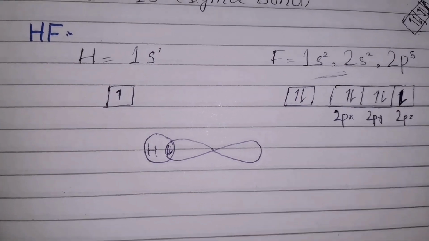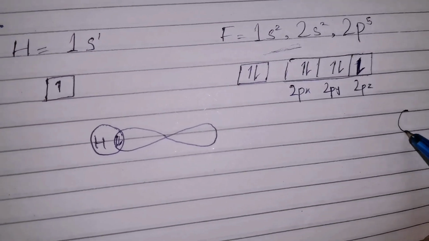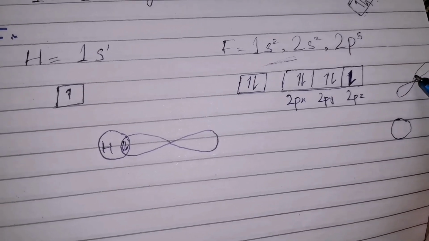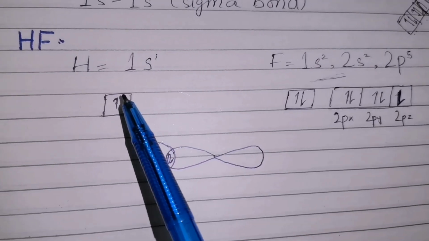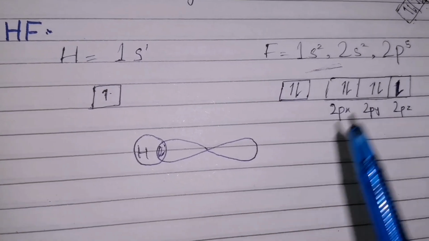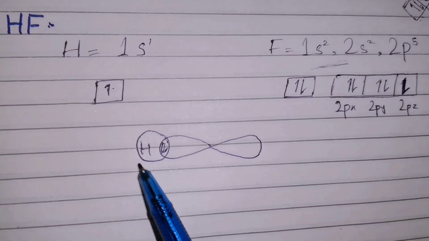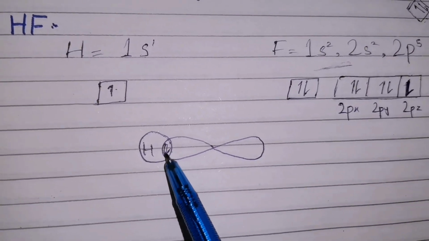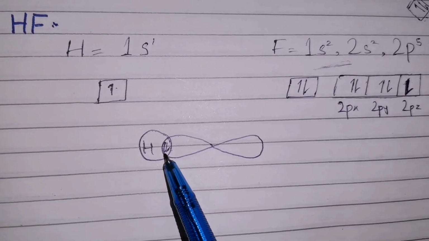The shape of the s orbital is spherical. The shape of the p orbital is dumbbell shaped. So here we have one electron in the s and one half-filled electron in the p. So we will draw the s spherical and the p dumbbell shaped. We will draw the half-filled electrons that will overlap.